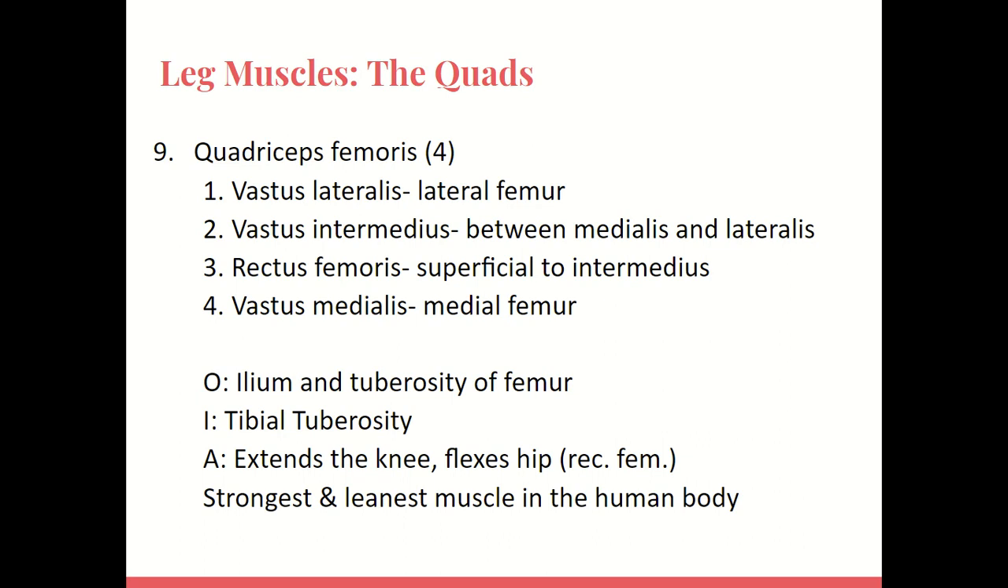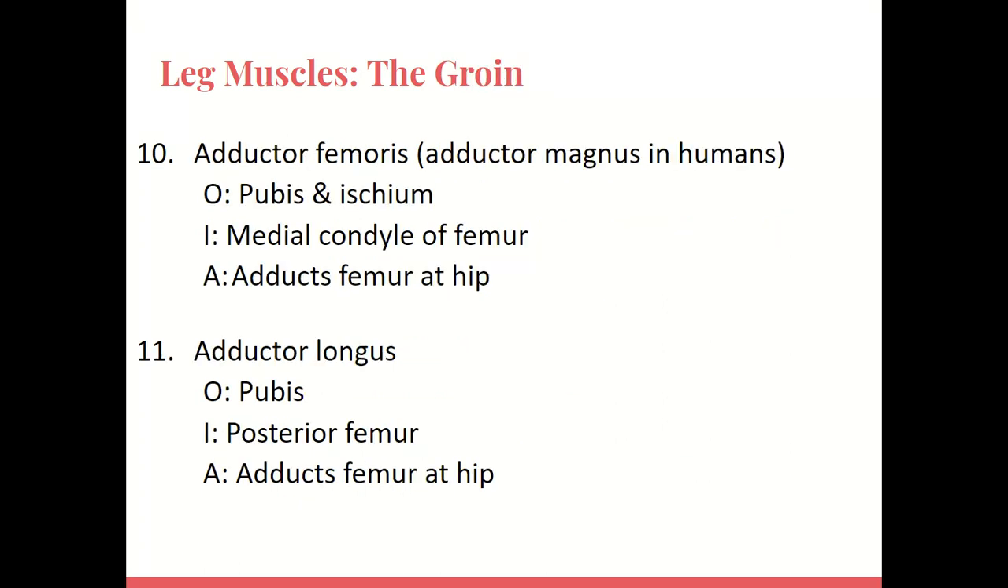And it says here it's the strongest and leanest muscle in the human body. There's a lot of debate over what's the strongest muscle in the body because it really depends on the person. But for most people, your quads are definitely quite strong, and they're usually very lean. There's not a whole lot of fat or extra tissue in there.